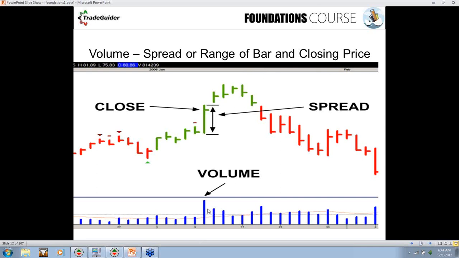Okay, so we understand VSA is following volume, which is at the bottom of the chart, which is activity, the range of the bar, and the closing price.